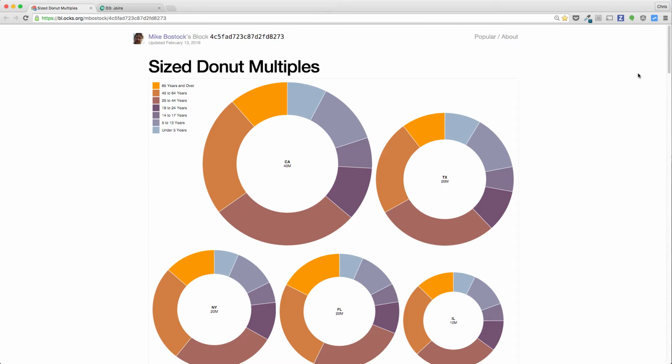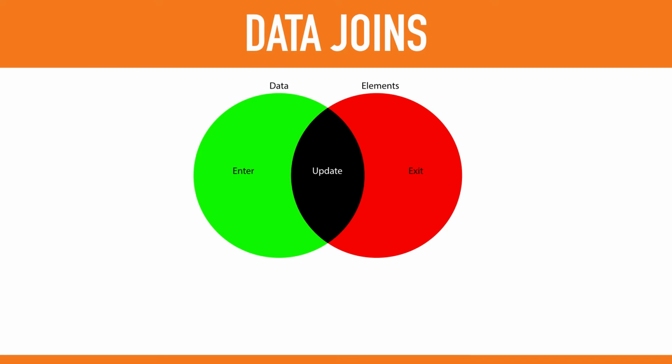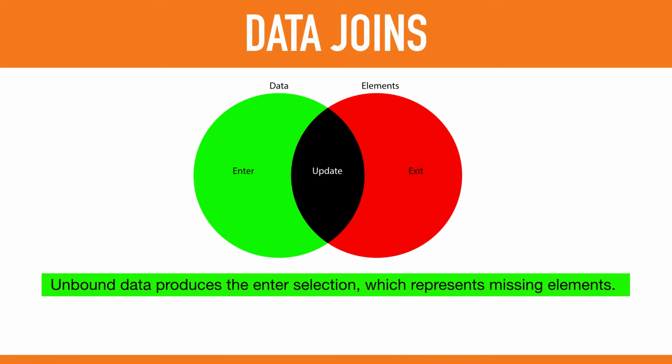All right, let's learn a little bit more about D3, and let's talk about data joins, which is a critical concept of D3. In D3, a data join is where you're merging data and elements and figuring out, do I have more data than I have elements? Then I need to create an element. And that is the enter join. So unbound data produces the enter selection, which represents missing elements.